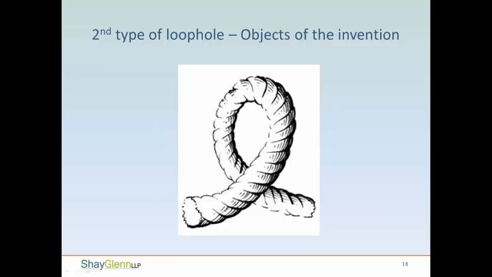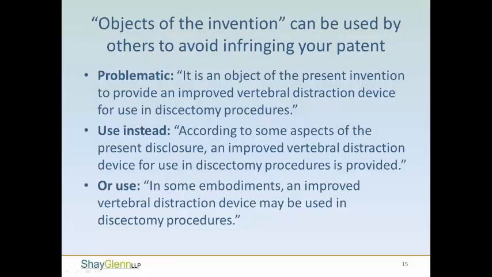We'll talk about the second type of loophole. And that's objects of the invention. Objects of the invention used to be very commonplace in patents. Almost all patents used to have, in the summary section, a listing of what the objects of the invention are. And you might have one or two dozen paragraphs, each one saying an object of the invention is this or that, trying to show the world what the highlights are of the invention.